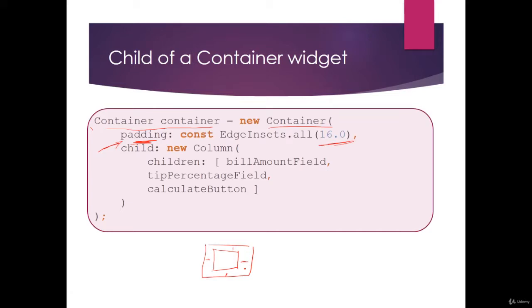So we will have the children of this layout widget, that is the three widgets that we created: the text field, bill amount field, the text field, tip percentage field, and finally our raised button named calculate button.